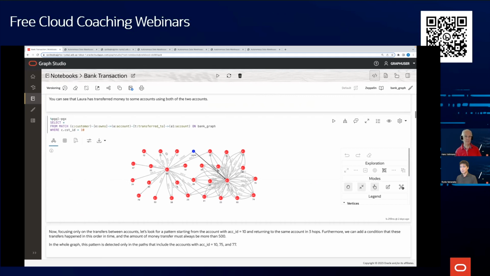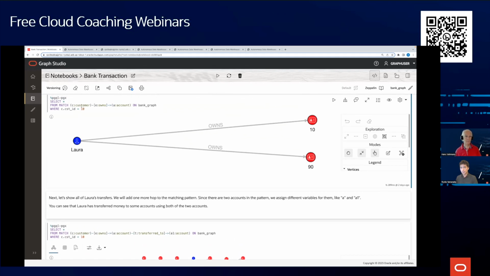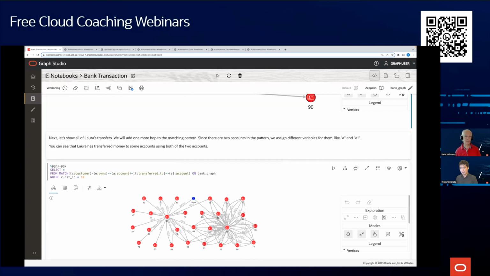If you would like to extend the graph pattern, you can extend the pattern like this. So Rora owns 2 accounts, and you would like to get the list of accounts which got money from Rora's account. So in this case, Rora has 2 accounts, and these 2 accounts sent money to other accounts. Okay.